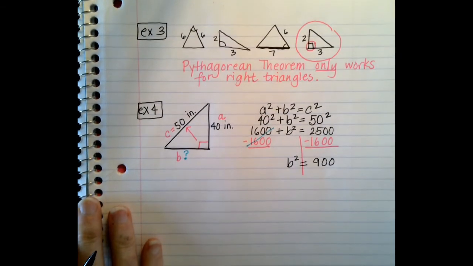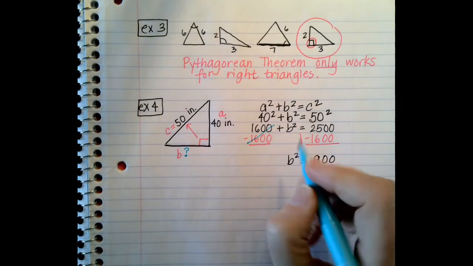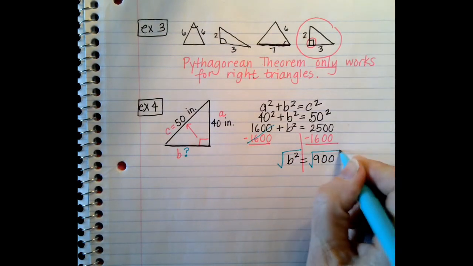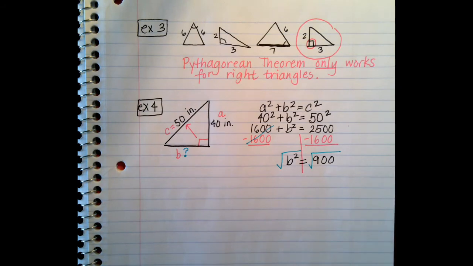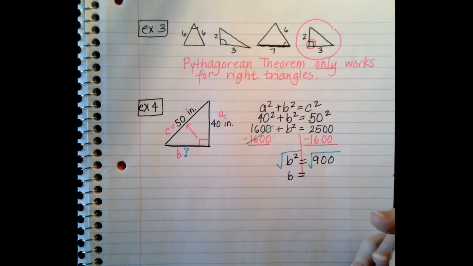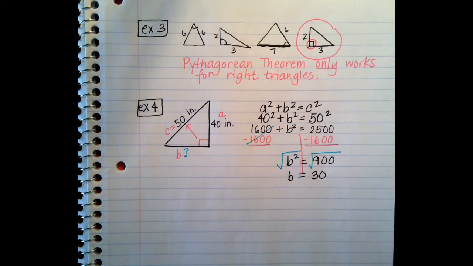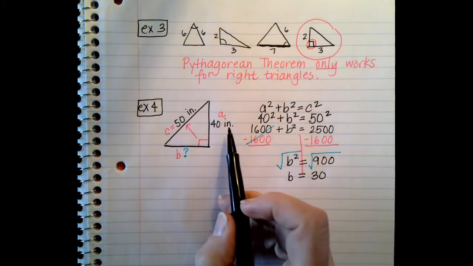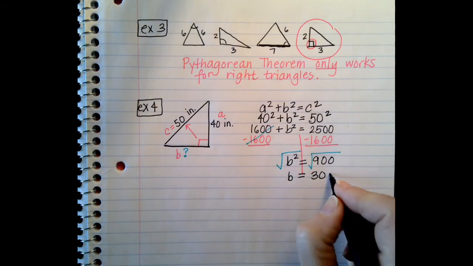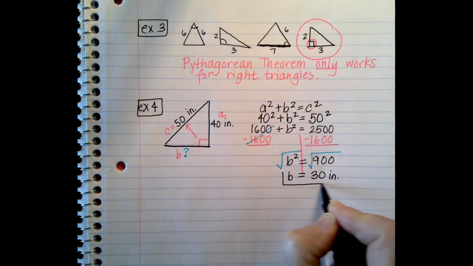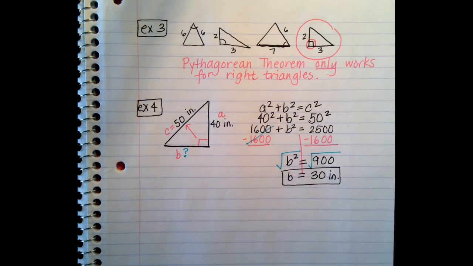My very last step here is to go ahead and do the square root of both. When I do the square root of b squared, that gives me b. And then when I do the square root of 900, and if you don't know what it is, you can totally go to the calculator, I'm going to get 30. And I want to use the label that I have, which is inches. So that means that the missing side, or the third length in that window frame, is going to be 30 inches long.